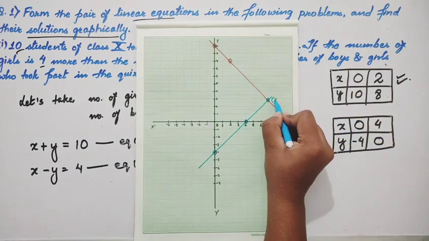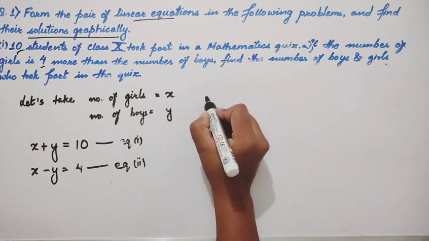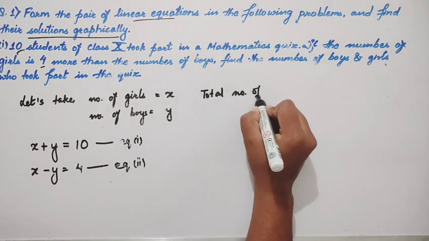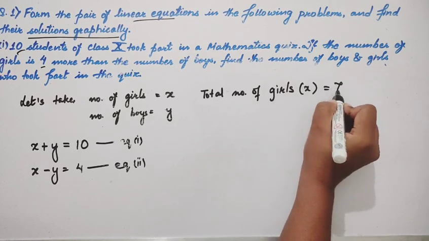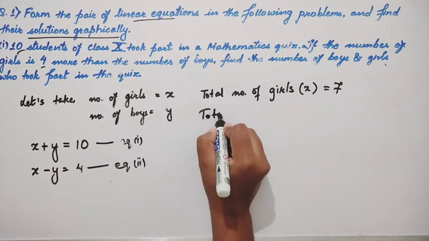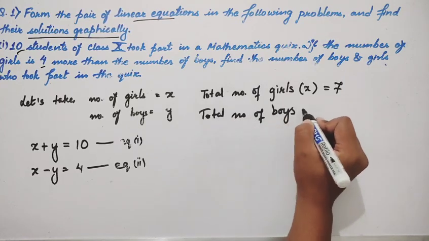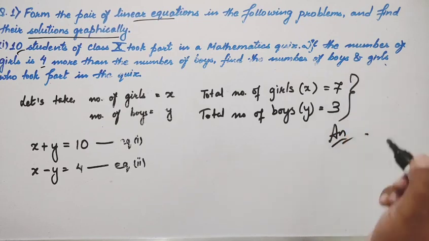This point is 7 and 3. So we can conclude that total number of girls, that is x, is here 7 and total number of boys, which is your y, is 3, and this would be your answer.